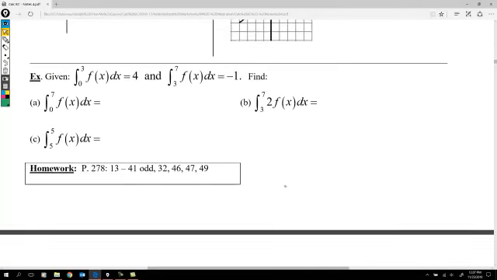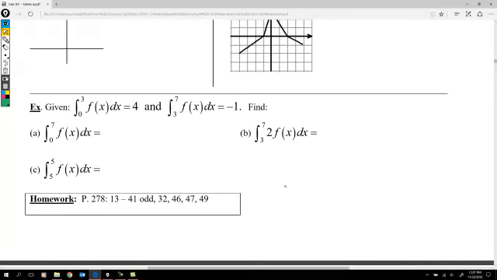All right, last example. So given this information, they want me to find some of this stuff. All right, so here I know the area from 0 to 3 is 4, and then from 3 to 7 is negative 1. They want me to find the area from 0 to 7, so I can just add these together. Okay, the area from 0 to 7 will be the same as the area from 0 to 3, and then from 3 to 7. So that's going to be 3.